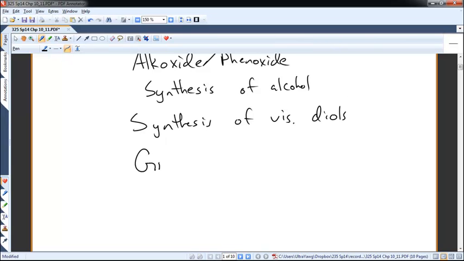A new topic for this chapter, and a big important topic in organic chemistry in general, is Grignards, or Grignard chemistry. Big important. And then also, which is new for alcohols, oxidation, which we haven't really covered yet, which is oxidation and reduction chemistry.